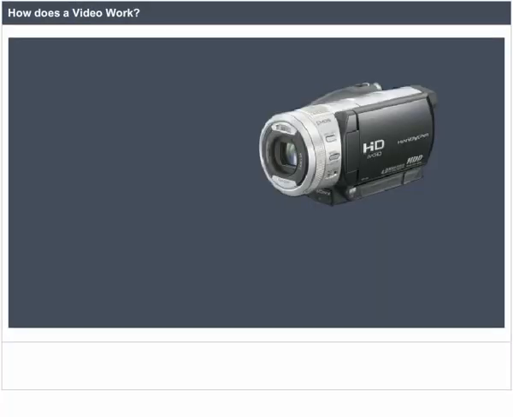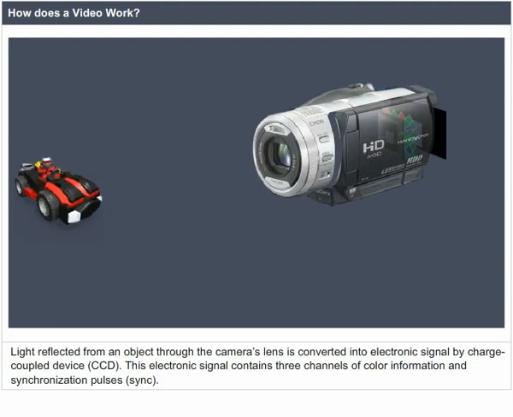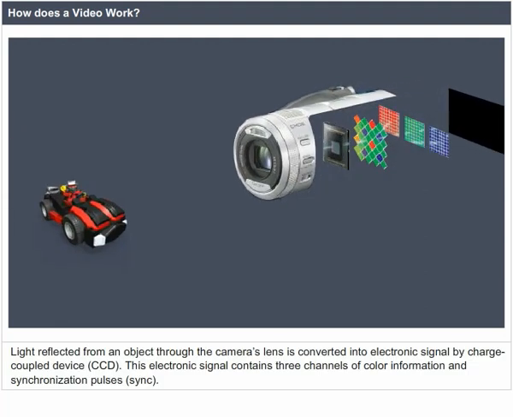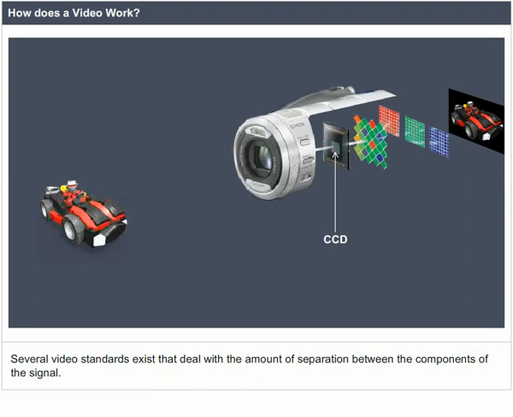How does a video work? Light reflected from an object through the camera's lens is converted into an electronic signal by a charge-coupled device, CCD. This electronic signal contains 3 channels of color information and synchronization pulses, sync. Several video standards exist that deal with the amount of separation between the components of the signal.